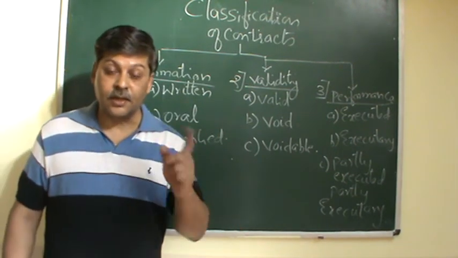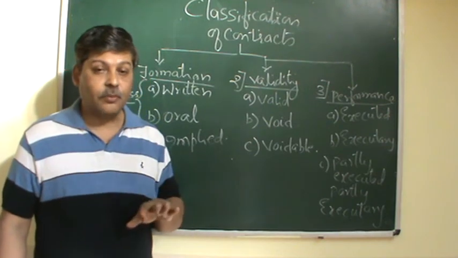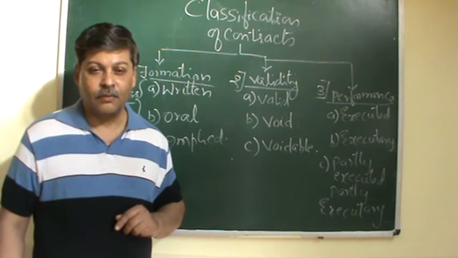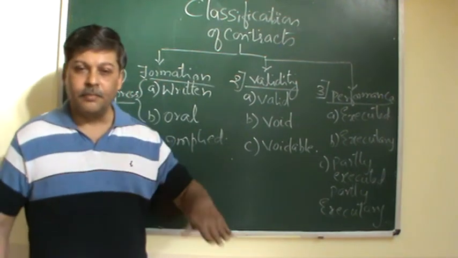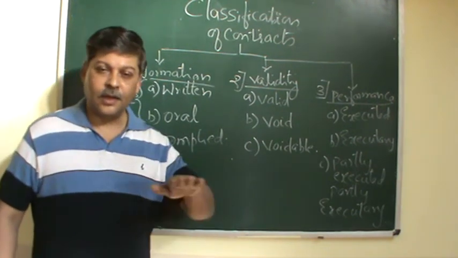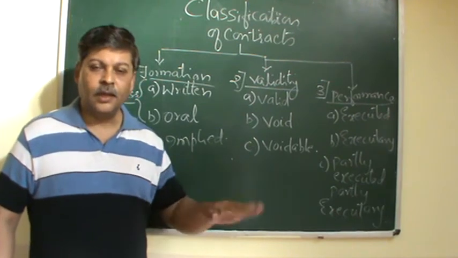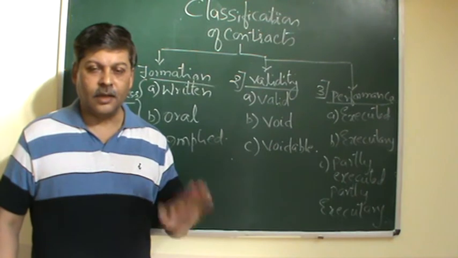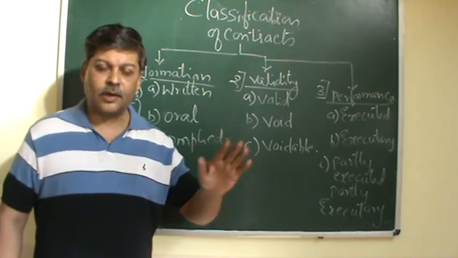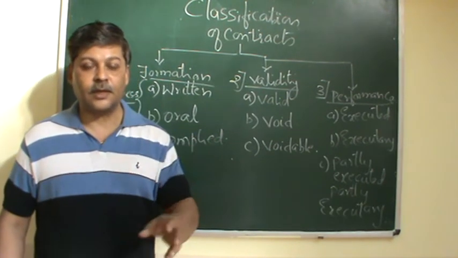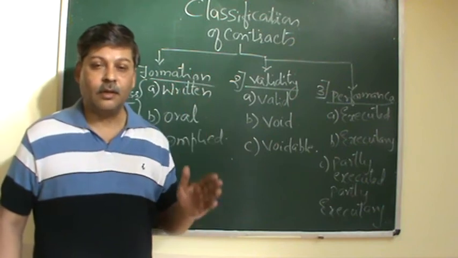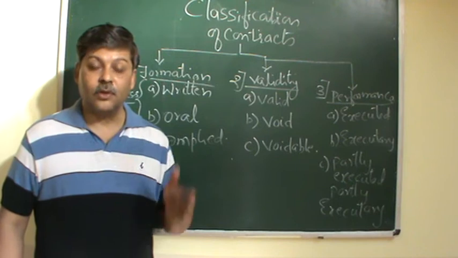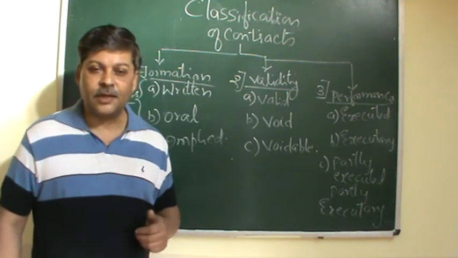Changed circumstances or a change in the law may also lead to the contract becoming void. For example, you are running a distillery business in one of the states of India, and the law has permitted it and you have already started, and one fine morning there is a dry law that you should not manufacture liquor in that state. So what happens? You have to close down your distillery.